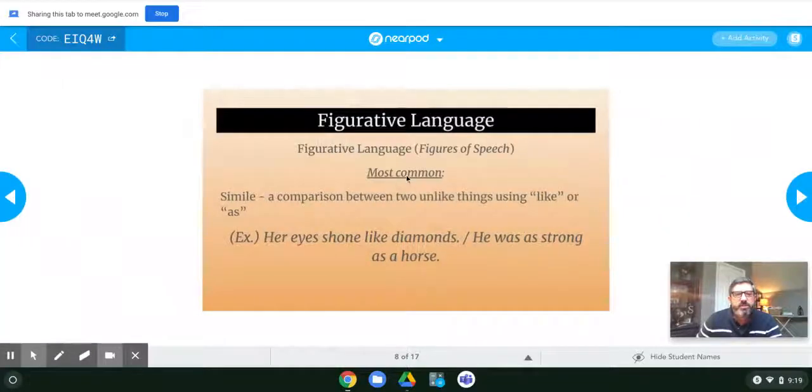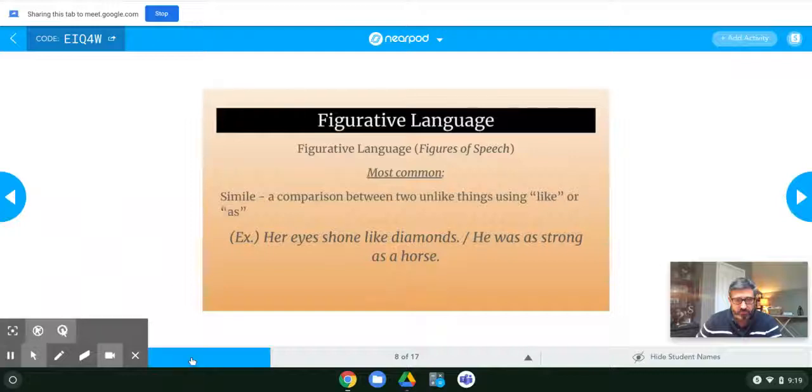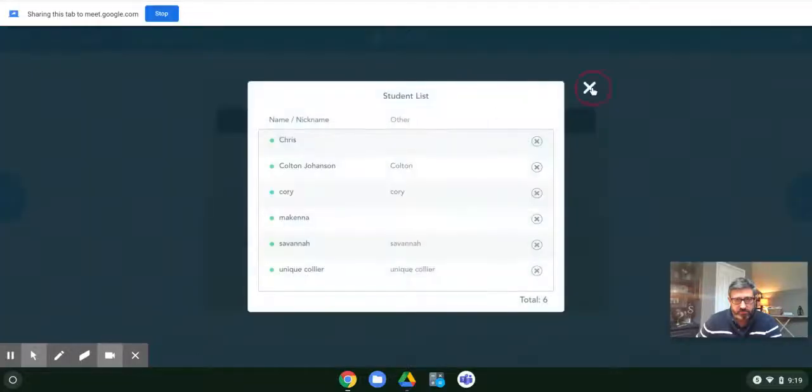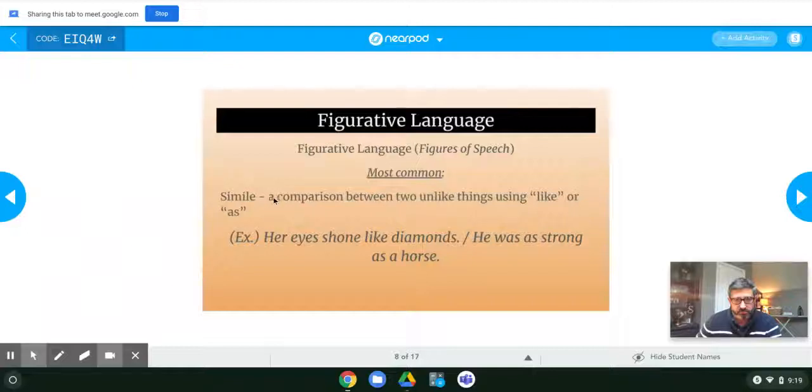So next, this is one of the most common types of figurative language. It's called a simile. Does anybody know what a simile is before I read this? Okay, I guess you know I'm going to read it, so you're not going to answer. But it's a comparison between two things that aren't necessarily alike by using the words like or as.